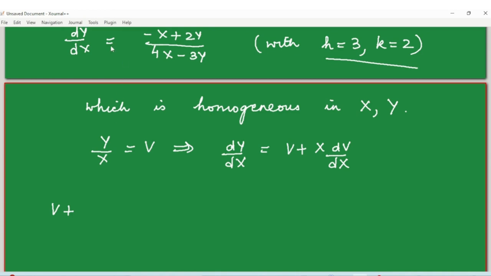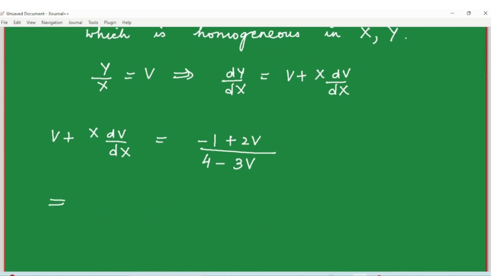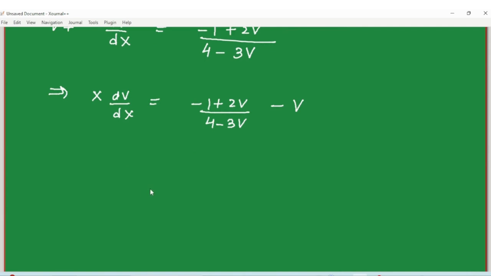On the left hand side, the derivative takes the value v plus x dv by dx, and the right hand side takes the shape minus 1 plus 2v upon 4 minus 3v. Now we can see that it's a separable equation in v and x. We take v to the other side, and we solve it the usual way we have been doing homogeneous equations. After the substitution y by x equal to v, homogeneous becomes separable. So that's the approach that we are following here also.